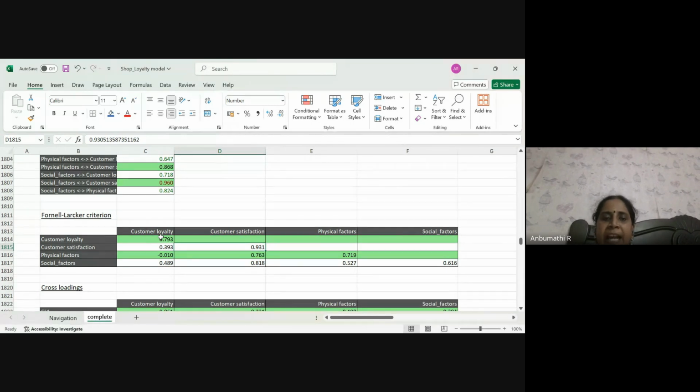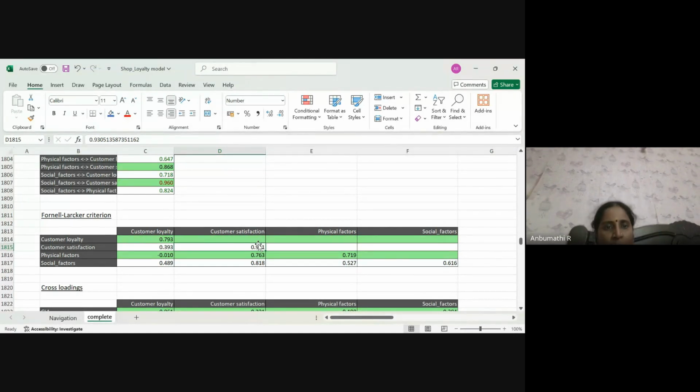How this Fornell-Larcker table is formed: they take the AVE of customer loyalty and take its square root. That is this 0.793, the diagonal value. Likewise, you have this 0.931, which is the square root of the AVE of customer satisfaction. So the diagonal elements are all the average variance extracted, compared to the inter-item correlation.